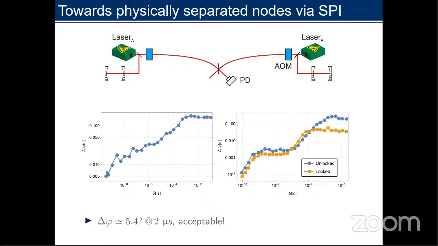The right panel shows the phase drift of two fibers. Each has a length of 25 kilometers. The phase fluctuation is much smaller. Within 2 microseconds, the fiber phase merely drifts about 0.3 degrees, which can be safely neglected. Therefore, we think it's totally feasible to extend the physical separation of the two nodes to several tens of kilometers.